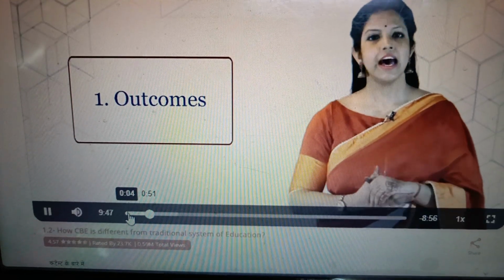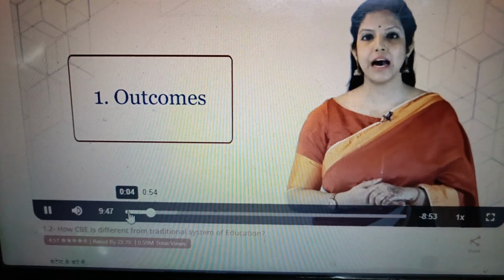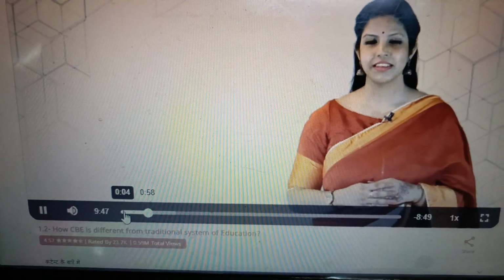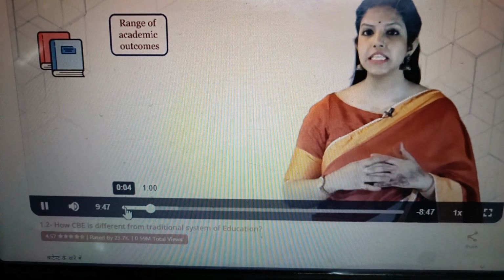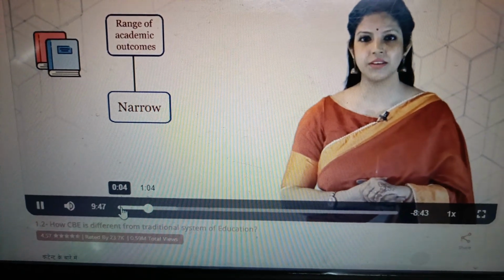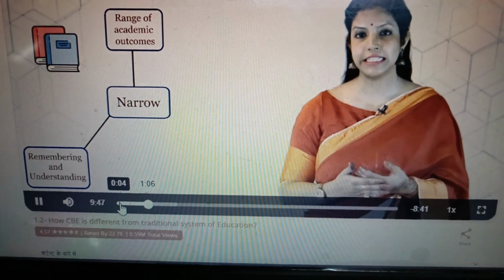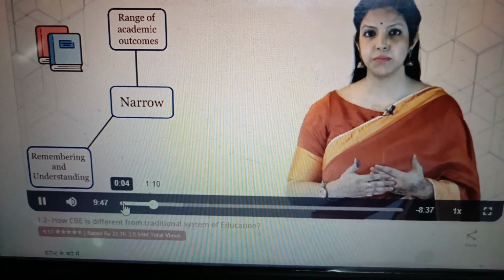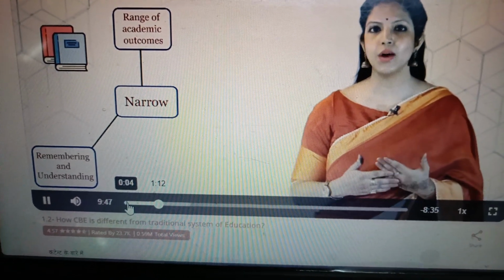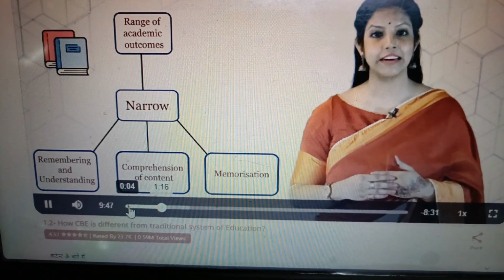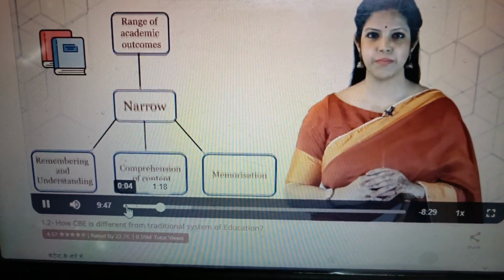Outcomes. How do the academic or learning outcomes differ across these two systems? The traditional system is focused on a narrow range of academic outcomes where remembering and understanding, that is, low-order thinking skills as per Bloom's taxonomy, along with comprehension of content and memorization are considered significant.